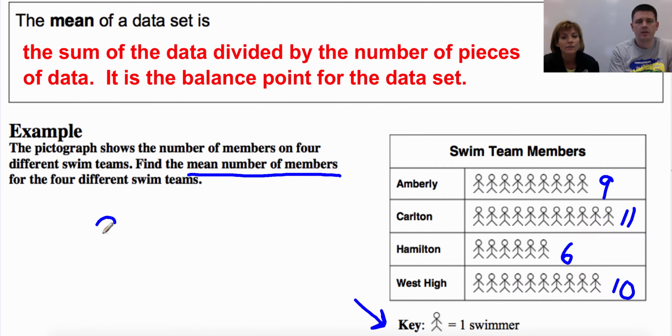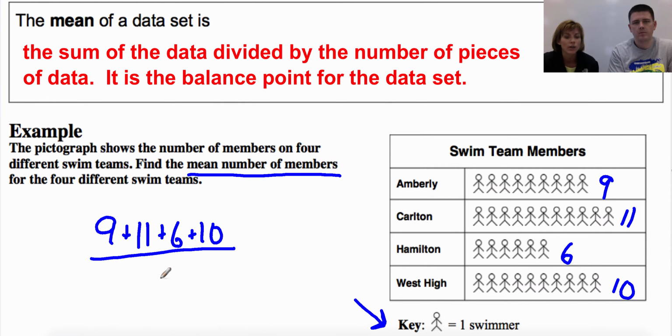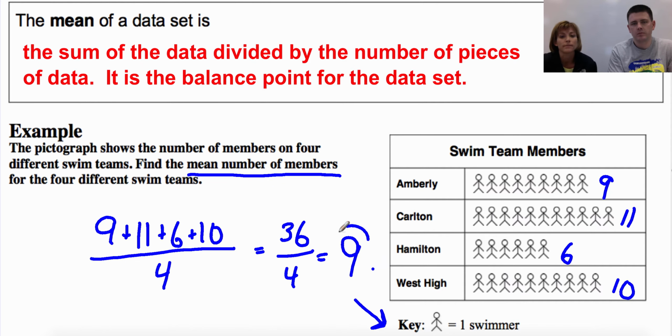So we have 9 plus 11 plus 6 plus 10. Those of you who can do that quickly can go ahead and do it mentally. The rest of you are going to plug that into your calculator and get a total sum of 36. Now we need to divide that by the number of teams, which is 4 data sets. So we end up with 36 divided by 4, or an average of 9 swim team members on each team. So you're simply adding together each of your pieces of data and then dividing by the number of pieces you had in the problem.